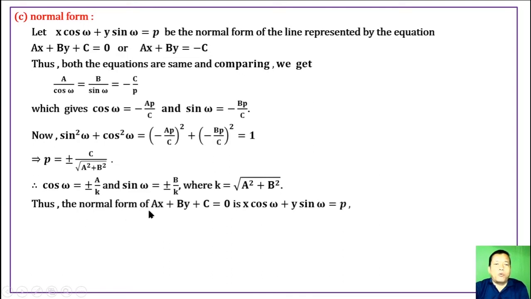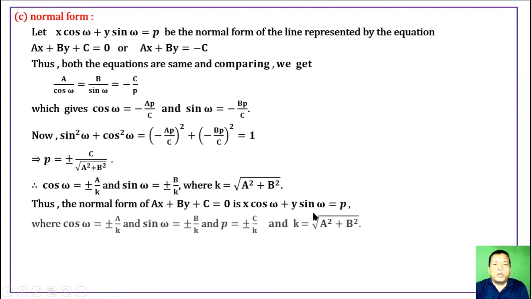Thus, the normal form of the general form is x cos omega plus y sin omega equal to p, where cos omega is equal to this, and sin omega is also equal to this, and small p is equal to this, where k is equal to square root of a square plus b square. That is, cos omega, sin omega, p are expressed in terms of a, b, c respectively. Therefore, their values are known. Proper choice of signs is made so that p should be positive. We have to take proper sign because p should be positive.